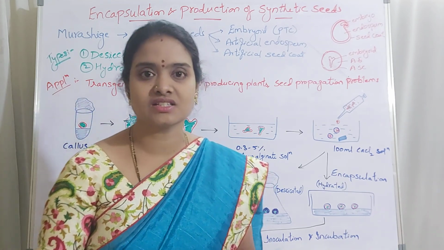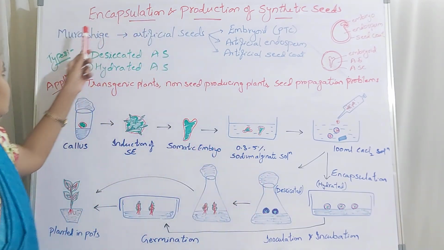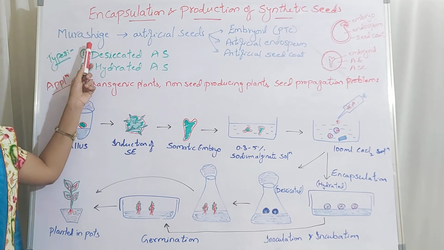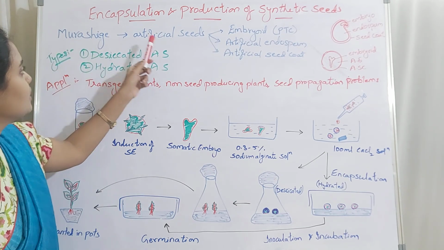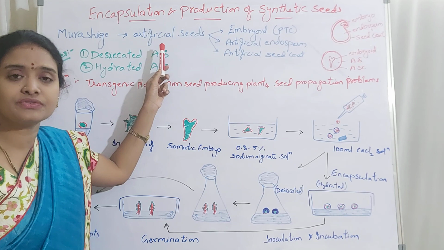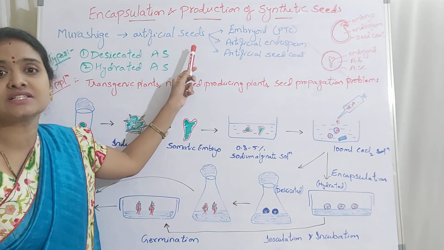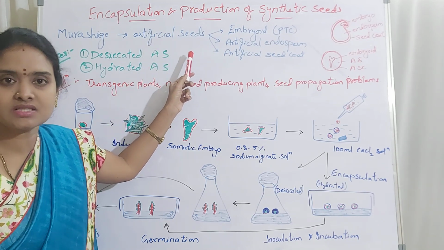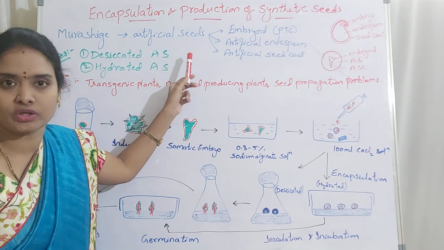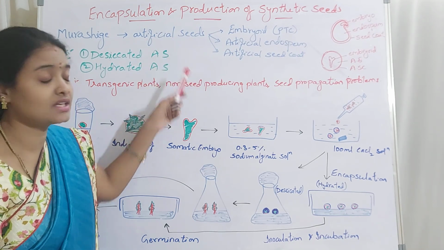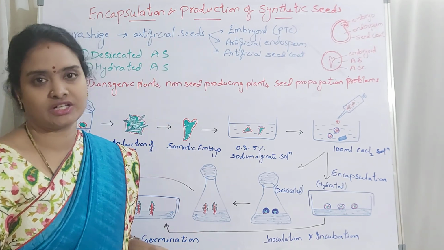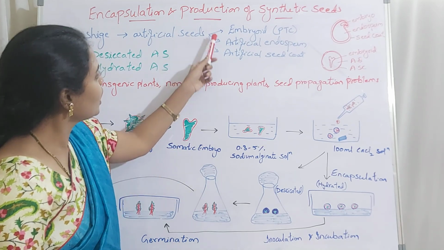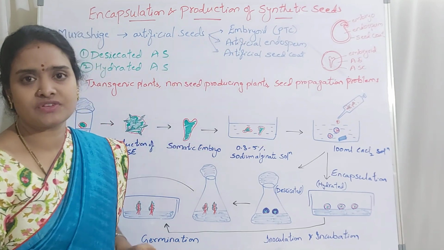So let us see in detail now. The scientist Murashige is the first person who was successful in producing the artificial seeds in vitro, that is outside the plant body, right? Otherwise you can say in vitro means in the lab condition. Okay, so how have we prepared these artificial seeds?